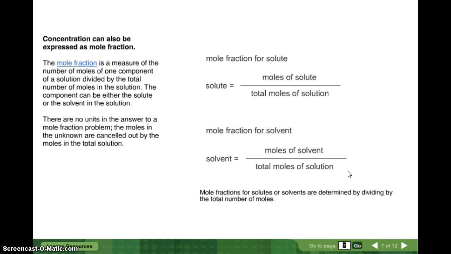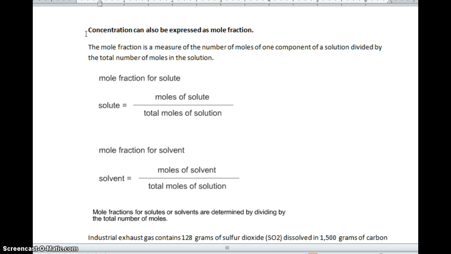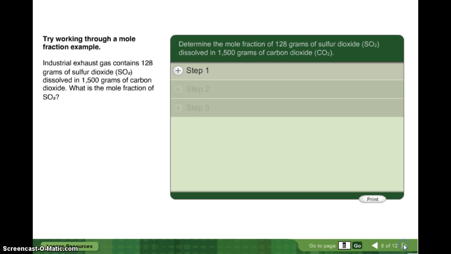So in a way, it's kind of like finding a percent. It's a ratio. There are no units in the answer to a mole fraction problem. The moles in the unknown are canceled out by the moles in the total solution. So in our notes, I put in there concentration can be expressed as mole fraction. The mole fraction is a measure of the number of moles of one component, so either the solute or the solvent, and it's divided by the total number of moles in the entire solution. And I put these in there because I thought that this was easier to make sense of than the paragraphs. And it says mole fractions for solutes and solvents are determined by dividing the total number of moles. And that's our next slide.